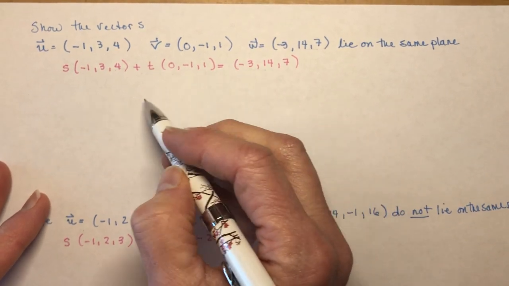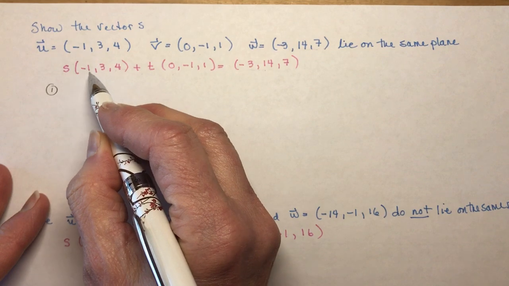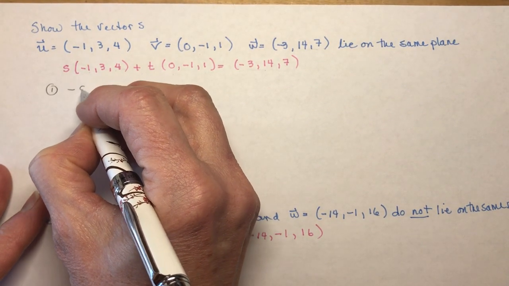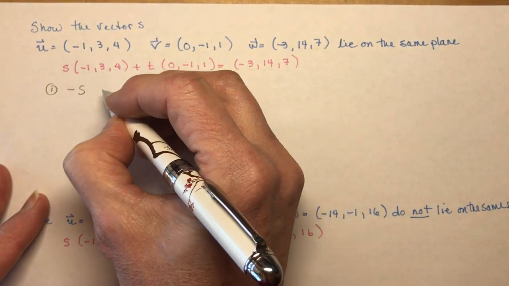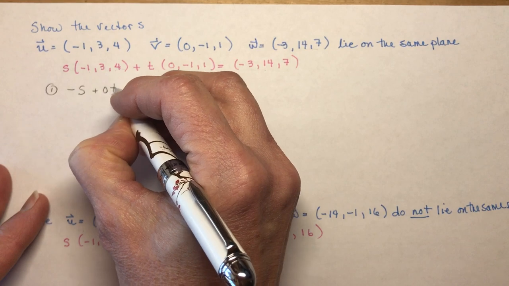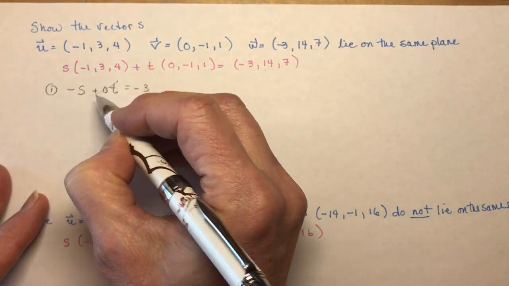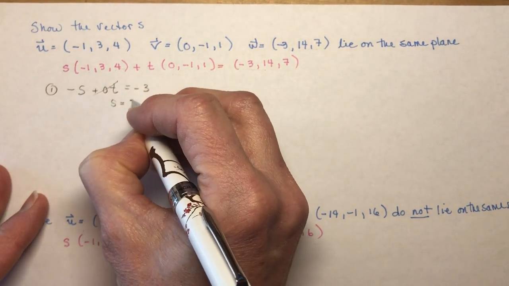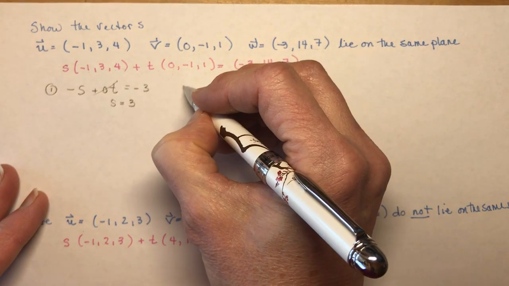Okay, so I'm going to write out my first equation. So I have minus s, and plus t times 0. Well, t times 0, 0t, that's just 0, has to be equal to minus 3. So this is 0, minus s is minus 3, so s is equal to 3. Well, that was just very nice, wasn't it? They're not all that pretty.